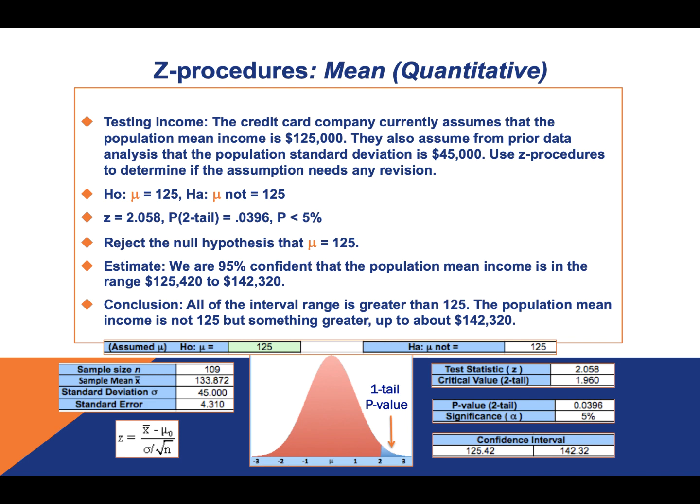Step 2, results. Results are always our test statistic and our p-value. And here we could see our results are statistically significant. So our decision would be to reject the null hypothesis that mu is 125. We conclude alternatively that it is not equal to 125 and somewhere in the range of our confidence interval.